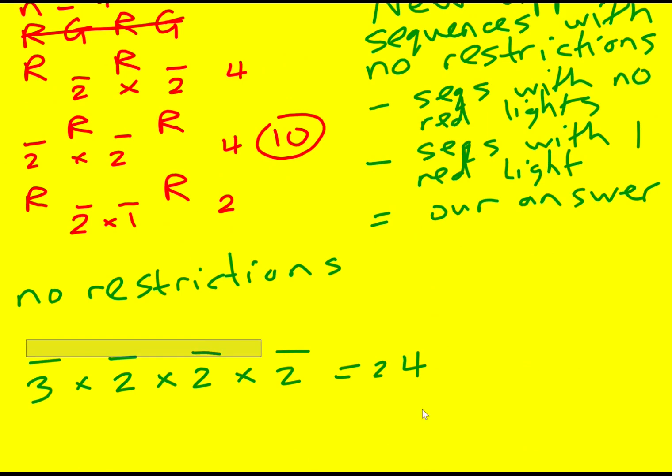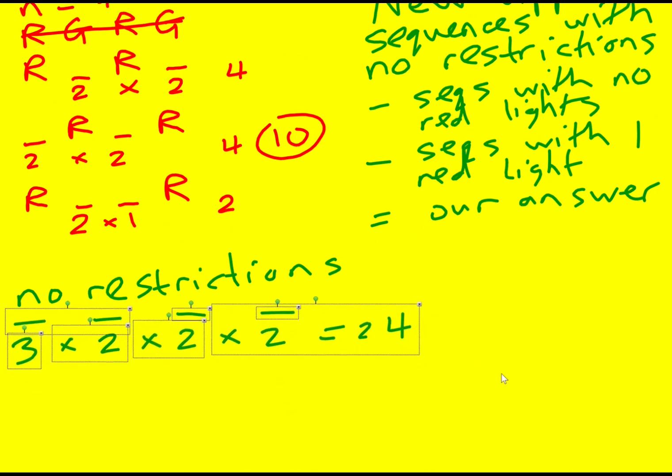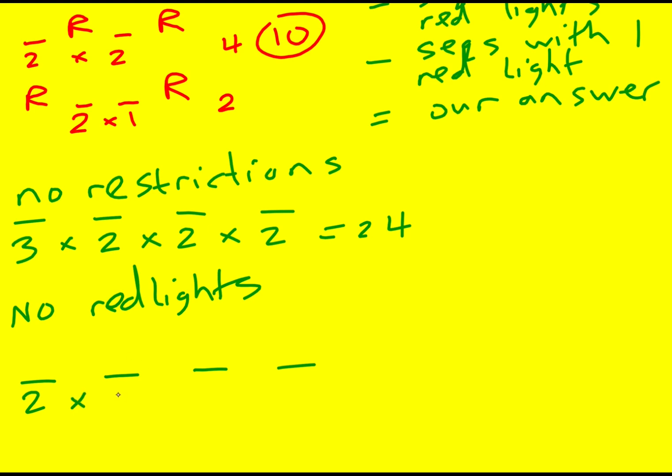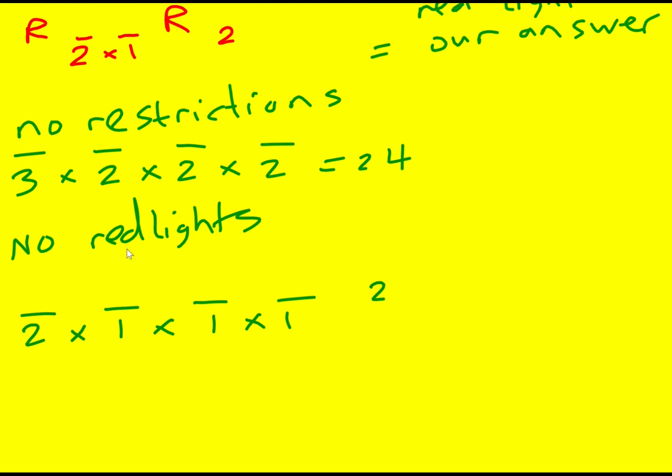Okay, let's now look at when there's no red lights. Right, so I'm not allowed to pick red, so there's only going to be 2 options here, amber or green. But then I have to pick the other one. Okay, I'm not allowed a red, and then I've got to pick the other one. So there's 2 ways I could get this, no red lights. That's it.